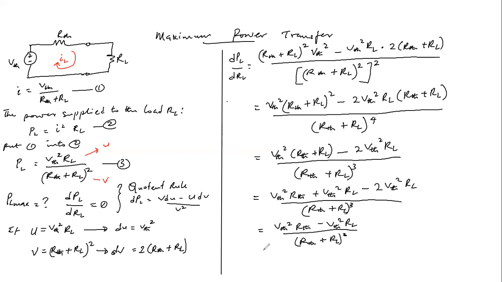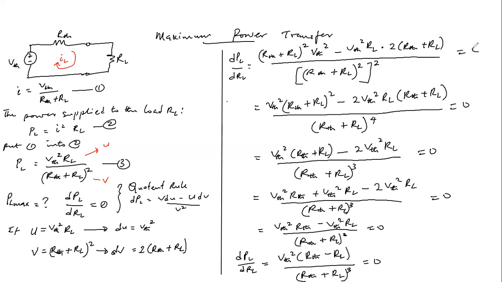So now you see that dPL over dRL is the same as V Thevenin squared times R Thevenin minus RL divided by R Thevenin plus RL cubed, which is equal to zero, right? Everything is equal to zero to get the maximum value, okay?